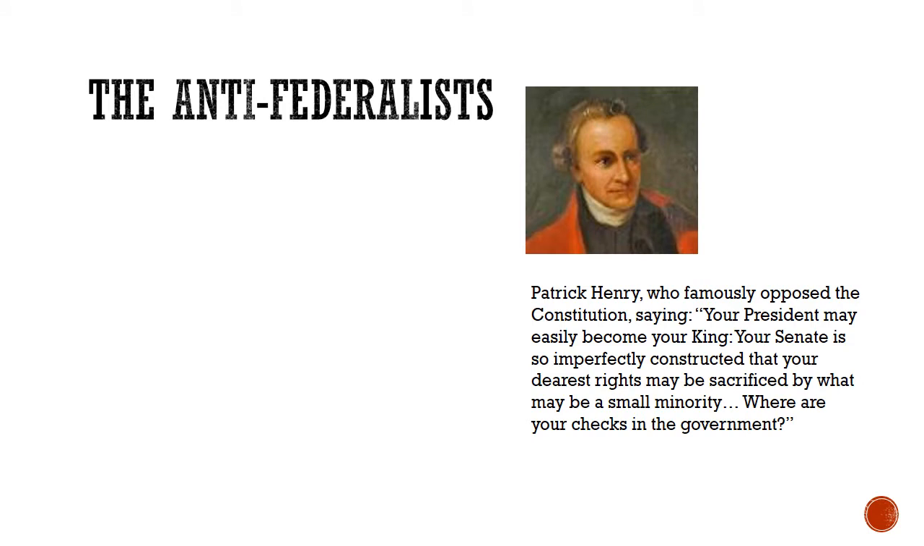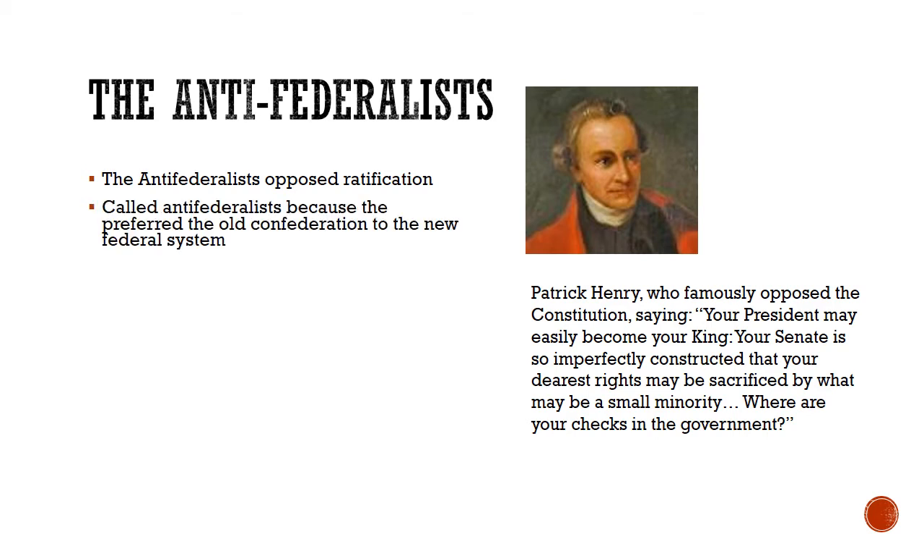So, opposed to the Federalists, we have the Anti-Federalists. They're called the Anti-Federalists because they're against the Federalists. So these guys oppose ratification. They think that the Constitution is a bad idea. Like I already said, they're called Anti-Federalists because they think that a confederation is better than a federal system. They're opposed to the Federalists and their ideas.